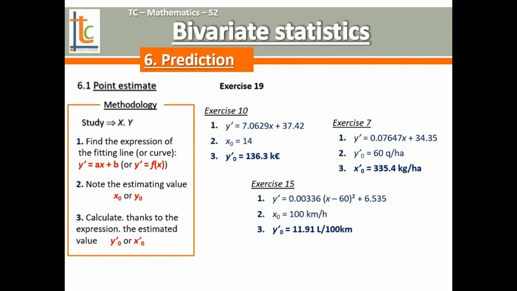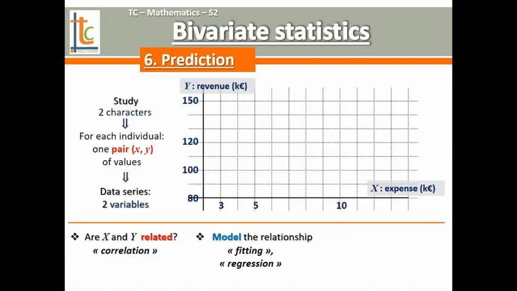Okay, so point estimate is very easy to do. But we won't stop here in the chapter. We have to go further. Let's take back my first graph. My first graph showed a point cloud, and this point cloud showed a regression line, which is here a curve.